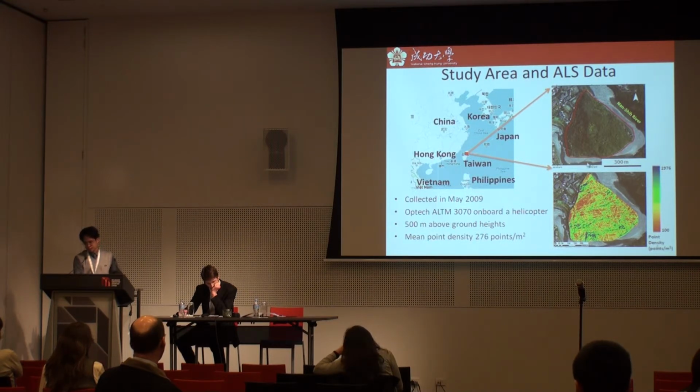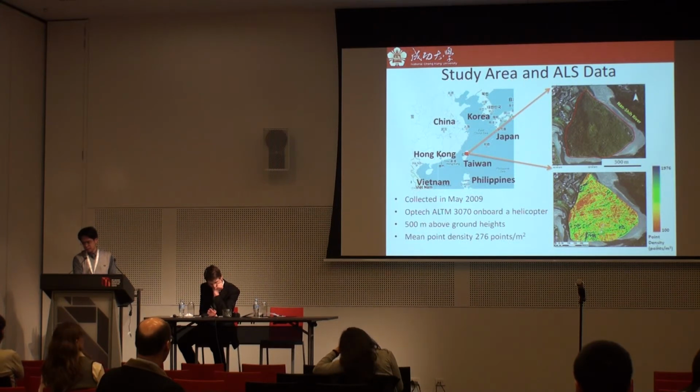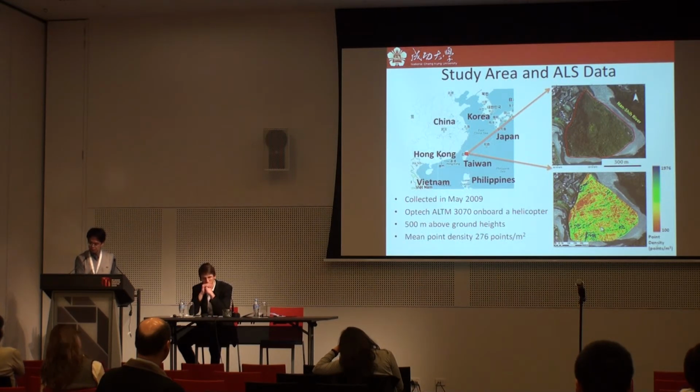And in order to get that many points, the study area is actually quite small. As you can see, it's this very little hilly mountain here. You can see this is a 300-meter scale, so this is not a very large site. And we calculated point density here. Most of them are higher than 100 points per meter squared, and some of them even reach 1,000, something like that. So this is a very high point density data set.